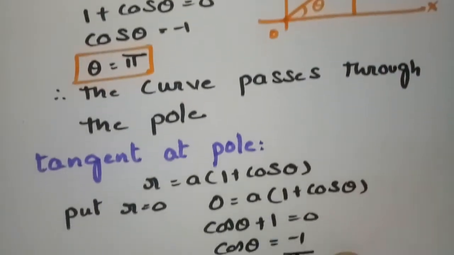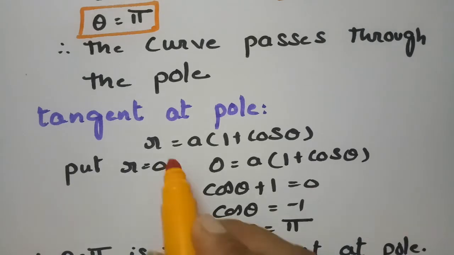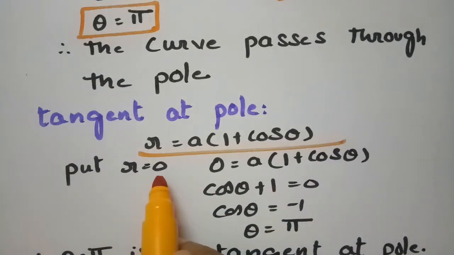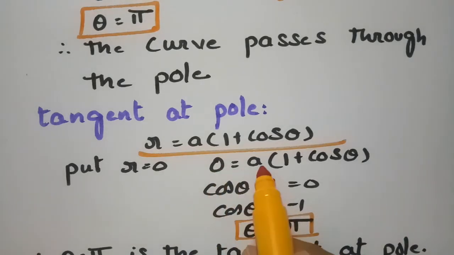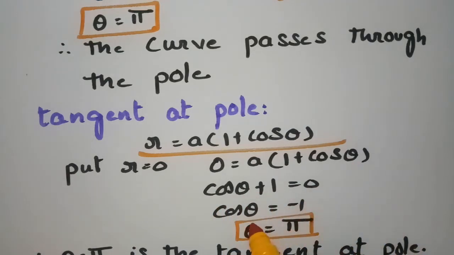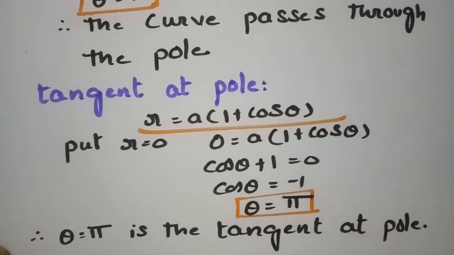If it's passing through the pole, we have to find out the tangent at the pole. In the same equation of the curve, if we put r = 0, whatever value we get for θ is the tangent at the pole. So here 0 = a(1 + cos θ), and 1 + cos θ = 0, and therefore cos θ = −1. Therefore the θ value is equal to π. Therefore θ = π is the tangent at the pole.